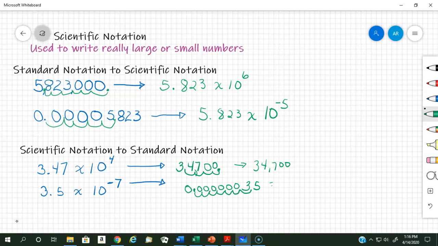And so when we look at that, rather than have all of those little place values, again, 1, 2, 3, 4, 5, 6. And that is what it would look like. So that's scientific notation and how to go back and forth between standard notation and scientific notation.